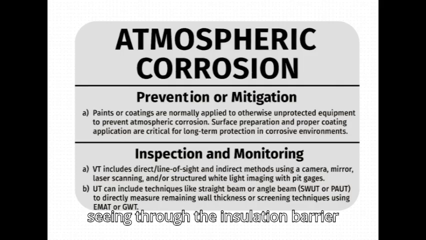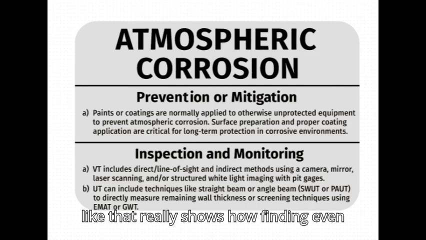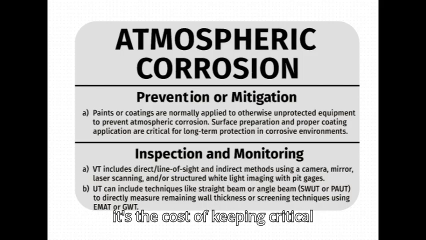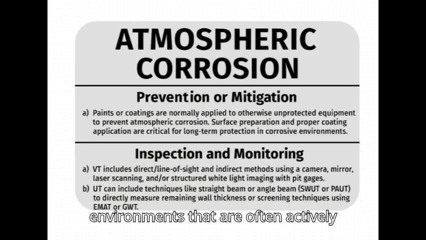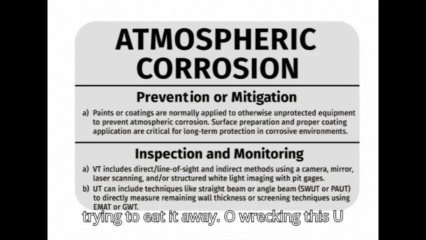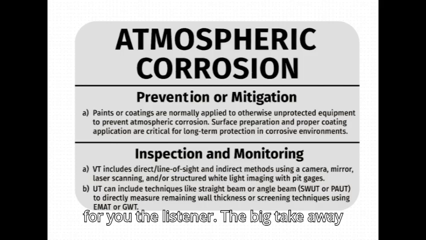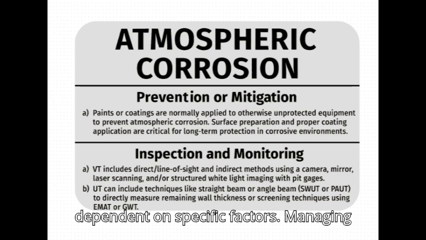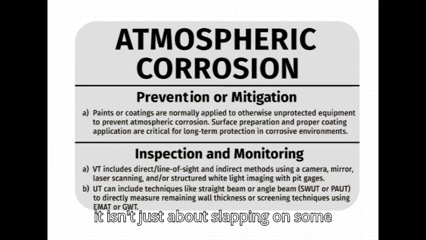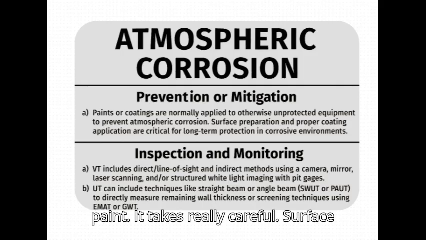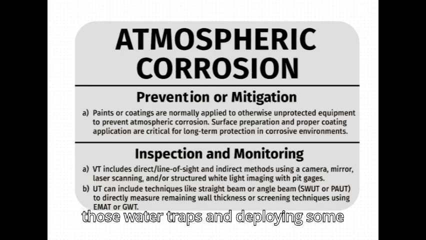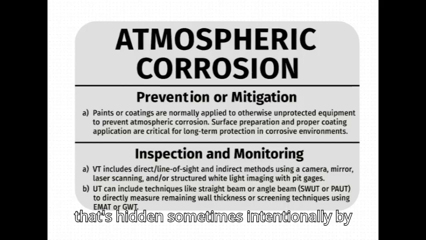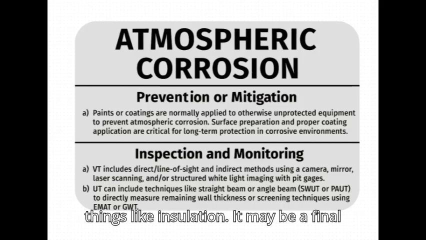That ability, seeing through the insulation barrier like that, really shows how finding even common rust has become this, well, high-tech engineering challenge. It really has. It's the cost of keeping critical infrastructure running safely in environments that are often actively trying to eat it away. So wrapping this up for you, the listener, the big takeaway here seems to be that atmospheric corrosion, while common, is incredibly dependent on specific factors. Managing it isn't just about slapping on some paint. It takes really careful surface prep, smart design choices like avoiding those water traps, and deploying some seriously advanced inspection tools like PEC, especially to find the damage that's hidden, sometimes intentionally, by things like insulation.